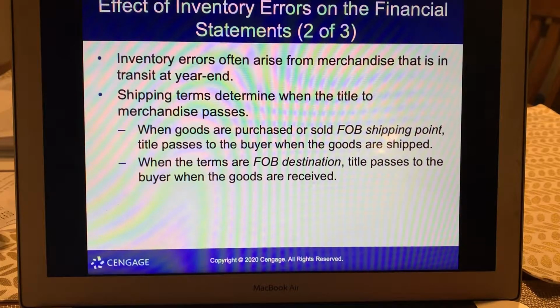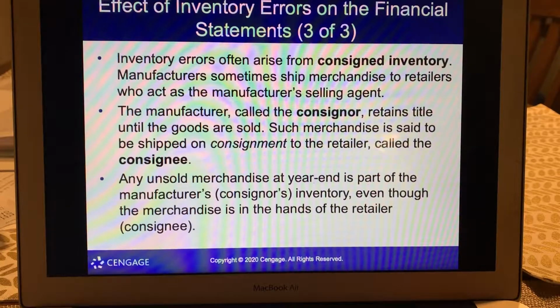Shipping terms also kind of confuse things. FOB shipping point, FOB destination, which we took a look at in the previous chapter, but those also get confusing and can cause errors. Consigned inventory, shipment, consignor, consignee. Those kind of impact as well.